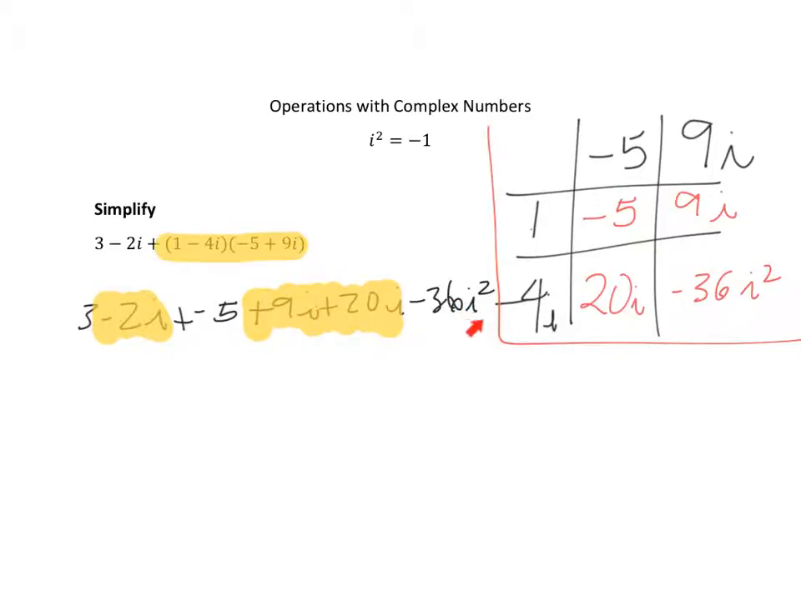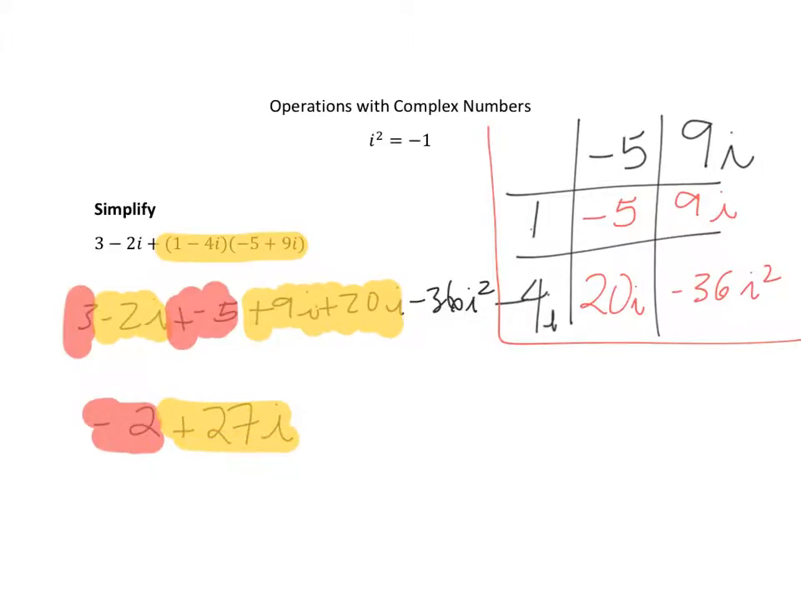Then we have the i squared. We don't combine it with these plain i's. We also have this 3 plus a negative 5. So we'll do the ones in red first. 3 plus a negative 5 is a negative 2, and that came from these right here in red. Then a negative 2i plus 9i plus 20i is going to give us a plus 27i. And that came from those three terms in yellow.